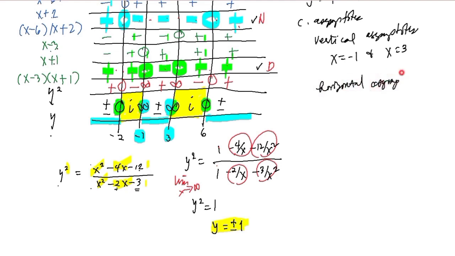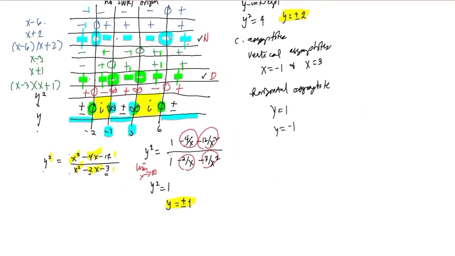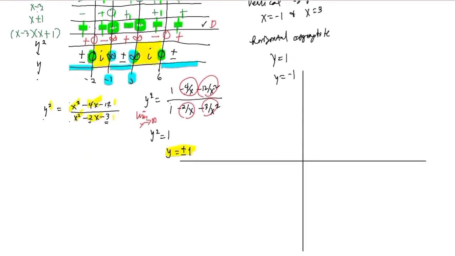Kasi, yung horizontal asymptote natin, y is equal to 1 at saka y is equal to negative 1. Okay? So, graph na natin. So, makikita natin dito at x is equal to 3 ay meron tayong vertical asymptote. 1, 2, 3. Yan. May vertical asymptote tayo dyan. Equation na to, x is equal to 3.